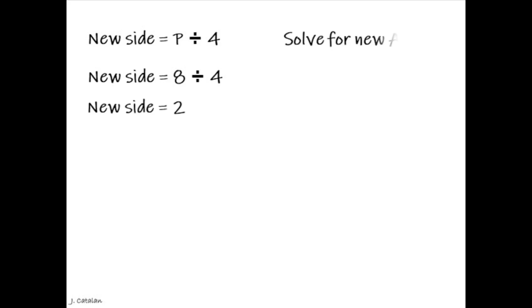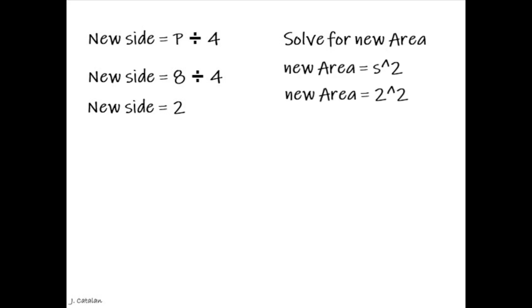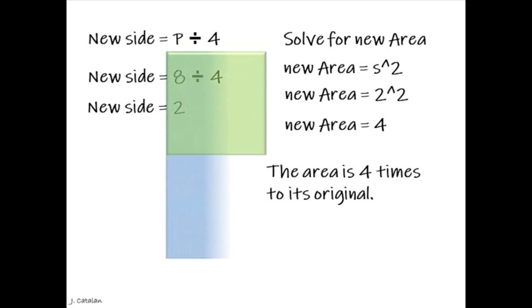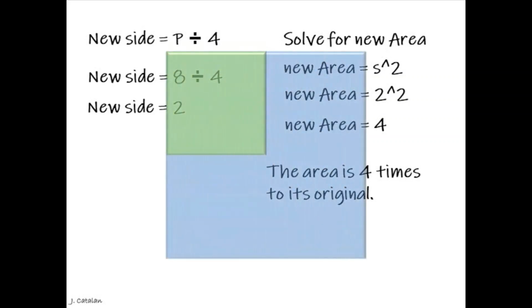Solve for new area. New area is equal to s squared. Distribute the value. New area is equal to 2 squared. New area is equal to 4. The area is 4 times its original. Note: any units must be squared when solving area. If the perimeter of the square is doubled, the area is 4 times its original.